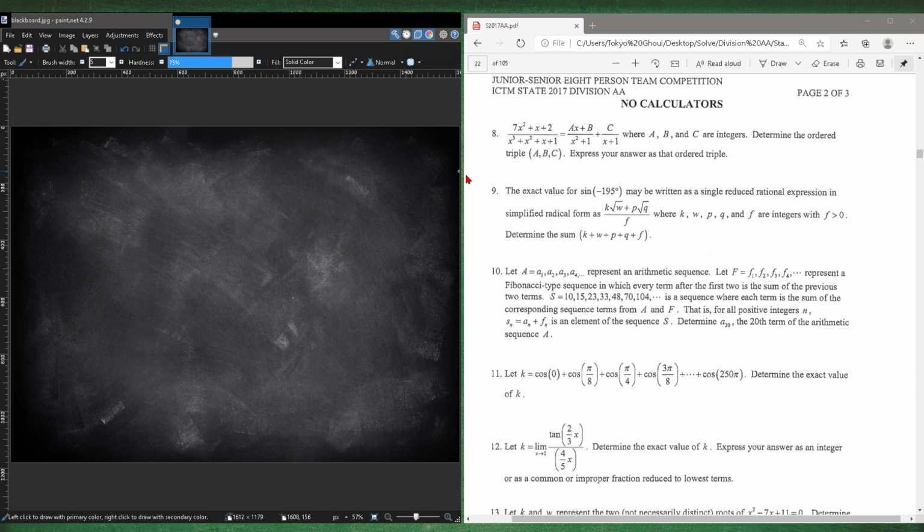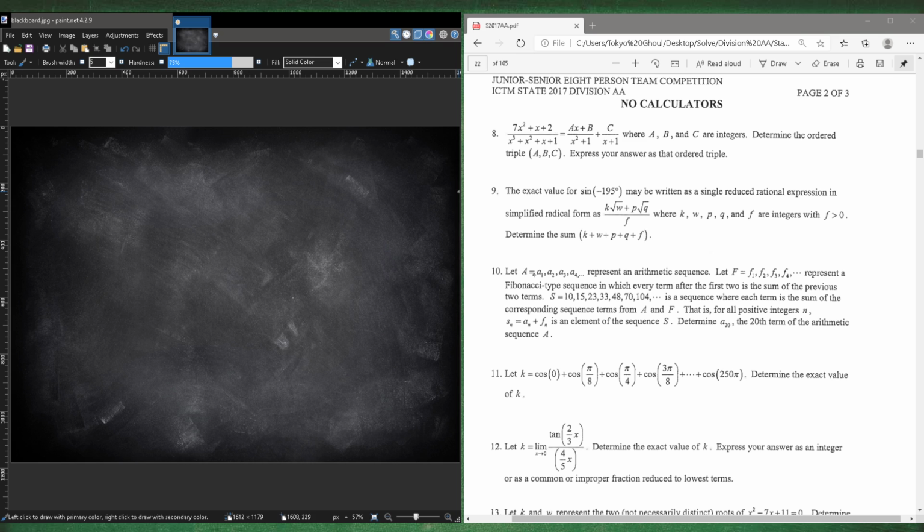A represents an arithmetic sequence, F represents a Fibonacci sequence, and S equals 10, 15, 23, 33, 48, 70, 104 is a sequence where each term is the sum of the corresponding terms from A and F. That is, S of n equals A of n plus F of n. For the 20th element of sequence S, determine the 20th term of the arithmetic sequence.